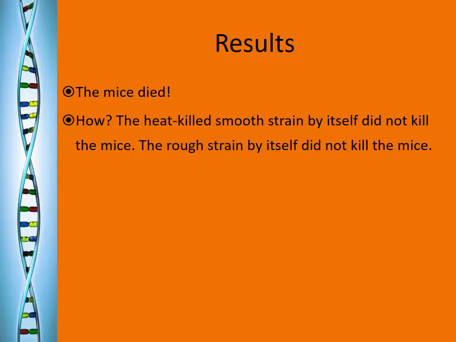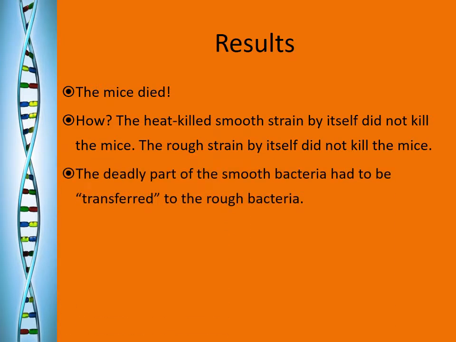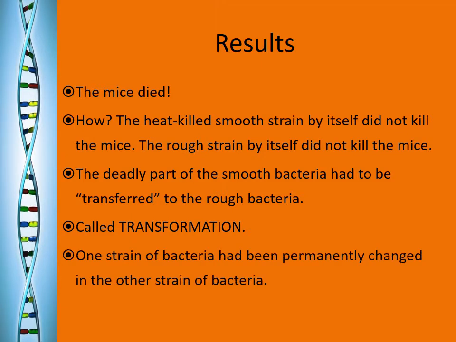How? Griffith came up with an explanation that the deadly part of the smooth strain must have been transferred over to the rough strain to make it deadly. That transferring is called transformation. So Griffith is given the credit as the guy who pretty much discovered transformation, if you might say. One strain of the bacteria had been permanently changed by the other strain.